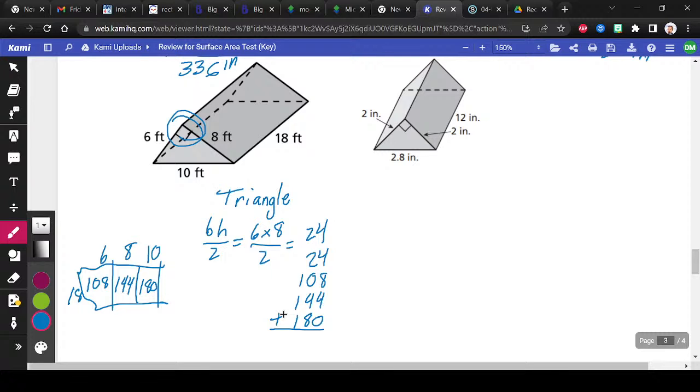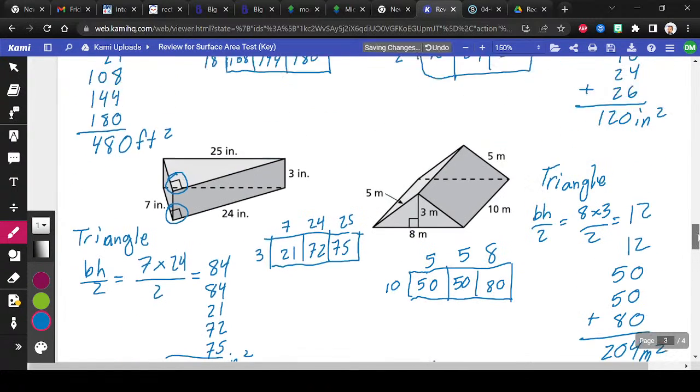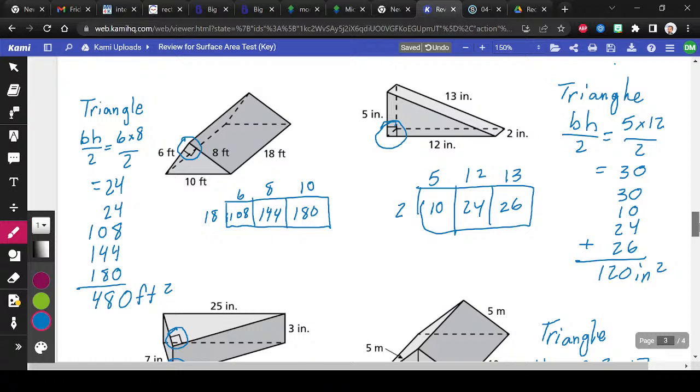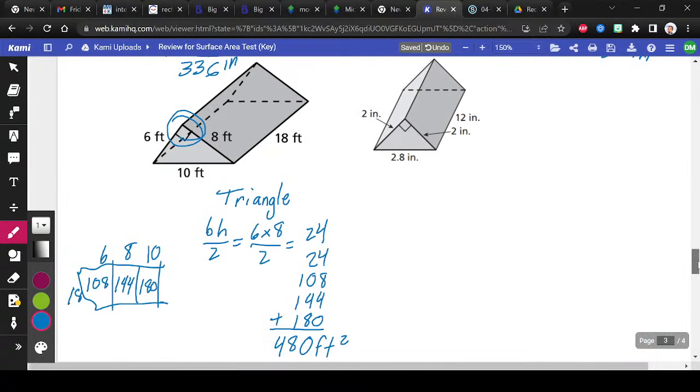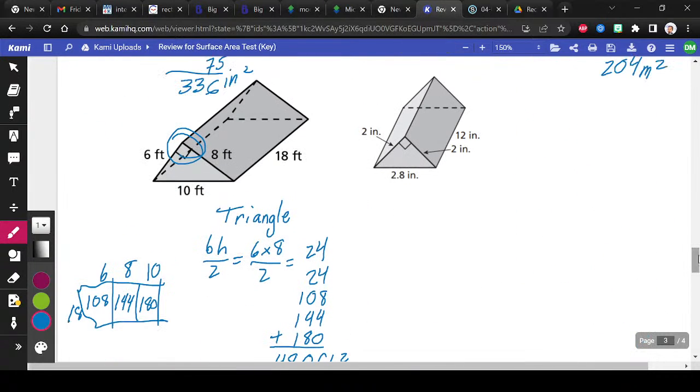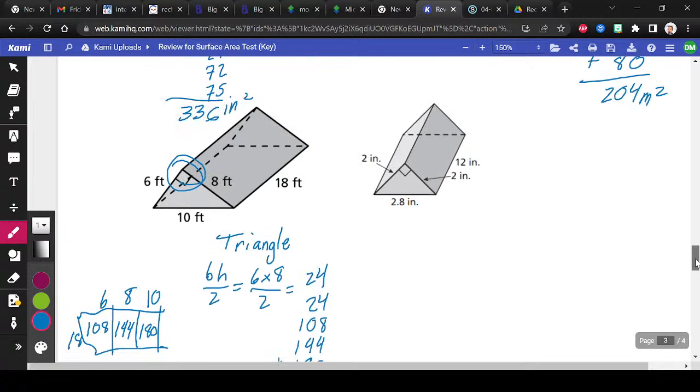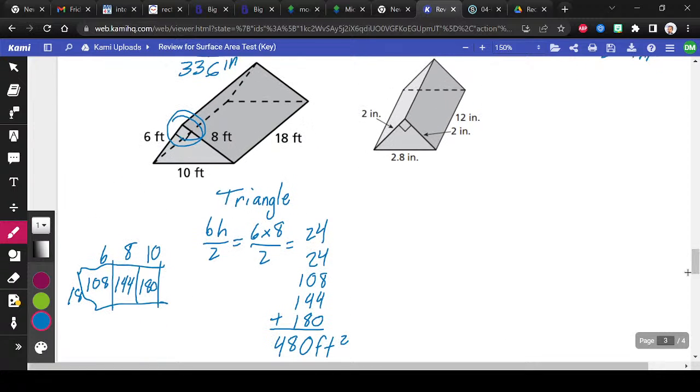So then we have 24 plus 108 plus 144 plus 180. That gives us 480 feet squared. And yeah, I think that's the same. Well, the book I took this from used the same figure twice. Great. All right, anyway, moving on. Not a big deal.